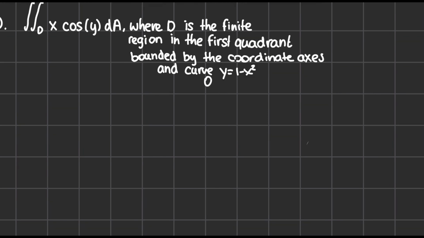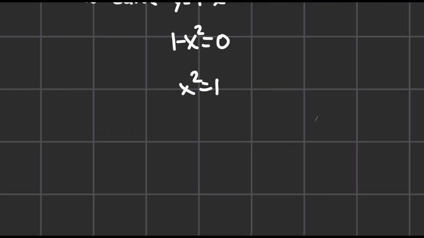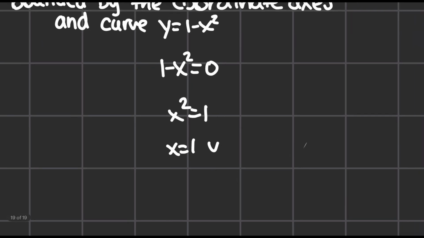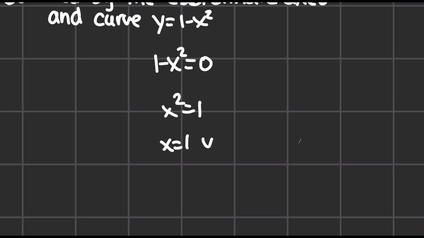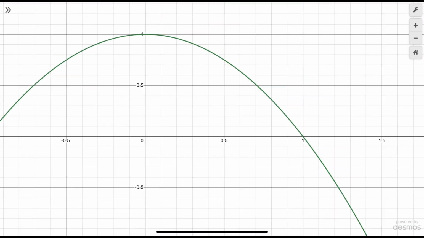So filling that in, we get 1 minus x squared equals 0, or x squared equals 1. So x is 1 or x is minus 1. But x is minus 1 is not in the first quadrant, so this is our only option. So x equals 1 would be our lower or upper bound? Our upper bound, because this is the right side, right? And we're looking at this first quadrant.